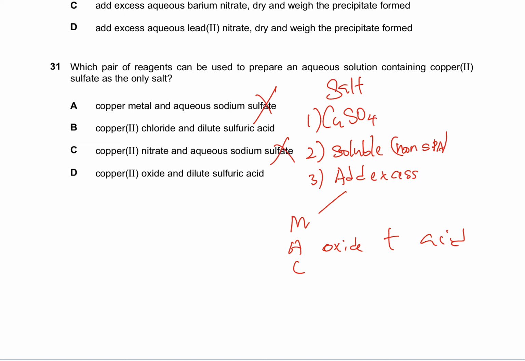So it's either option B or option D, and I need to know that it must be an acid reaction. So it must be a metal, an oxide, or a carbonate. But look at this, copper 2 chloride, even though this is C, it's not a carbonate. So it cannot be copper 2 chloride with sulfuric acid because there's no reaction. So therefore the answer is D. It's a very straightforward question. So please go and study this.